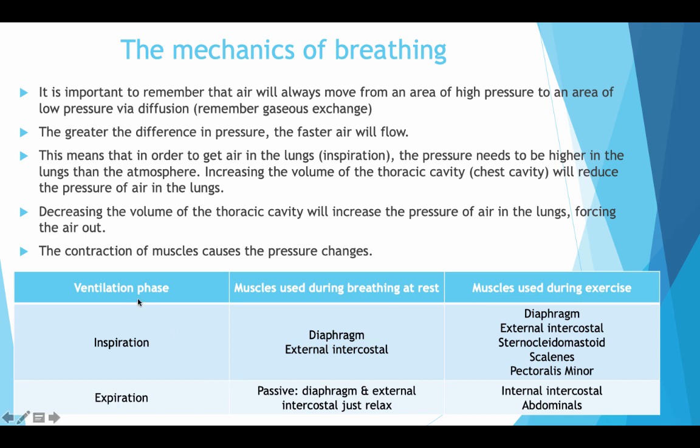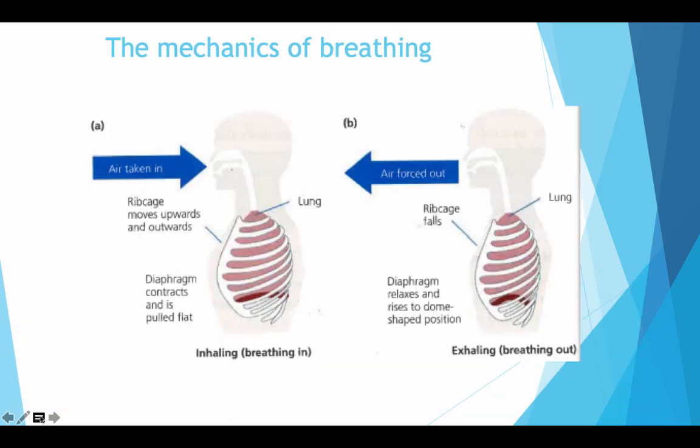The ventilation phase, inspiration. The muscles used during this are the diaphragm and the external intercostal muscles, and the muscles used during exercise are the diaphragm, the external intercostal muscles, the sternocleidomastoid, the scalenus, and the pectoralis major. During expiration, which is passive, the diaphragm and the external intercostal muscles relax. Muscles used during exercise are the internal intercostal muscles and the abdominals. The mechanisms of breathing can be seen here.